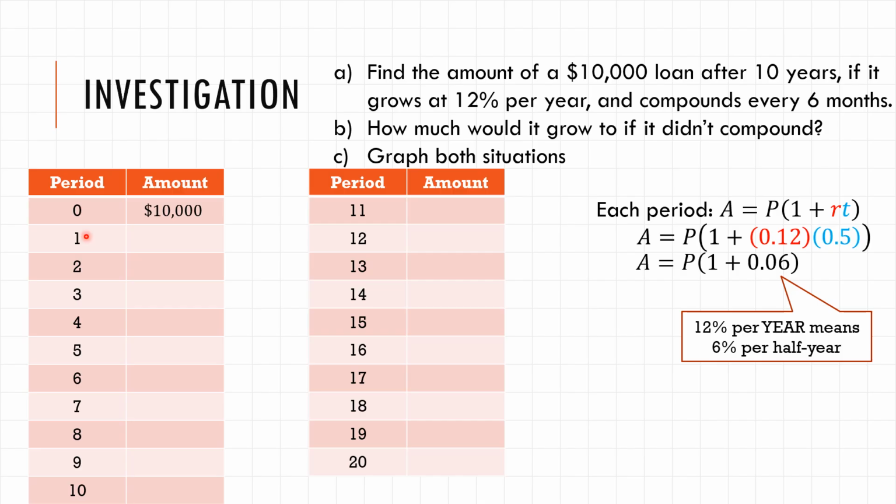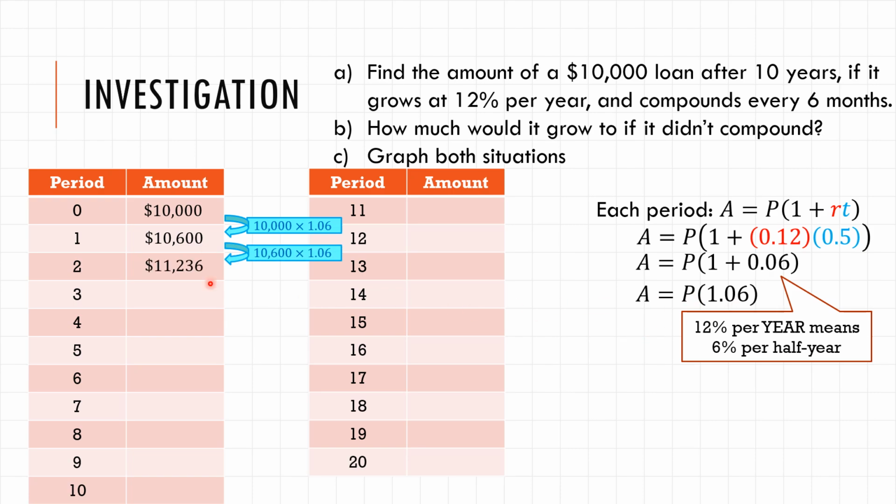So after 6 months, which is one period, a period is an amount of time. After the first period of 6 months, we take 10,000, that's our principal, and we multiply it by 1.06 to find out that we now owe $10,600. After the next period of 6 months, we can do the same equation except our principal is going to change. Our principal is $10,600, but again, we will multiply by 1.06 to get $11,236.